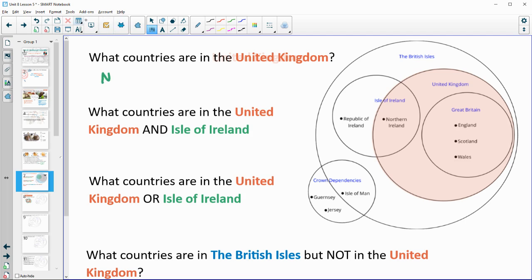Northern Ireland, England, Scotland, and Wales. What countries are in the United Kingdom and the Isle of Ireland? So which ones are in the overlap of these two countries? And that is going to be just Northern Ireland.